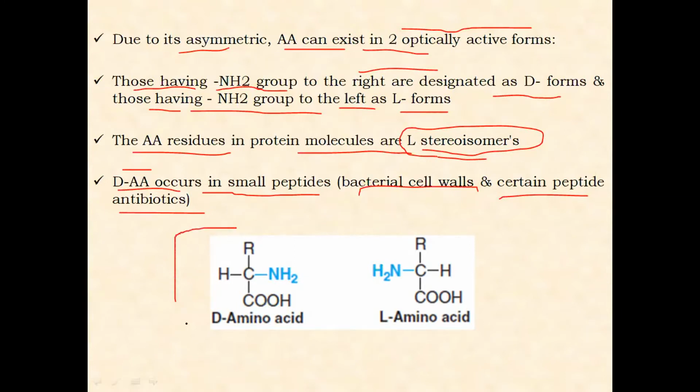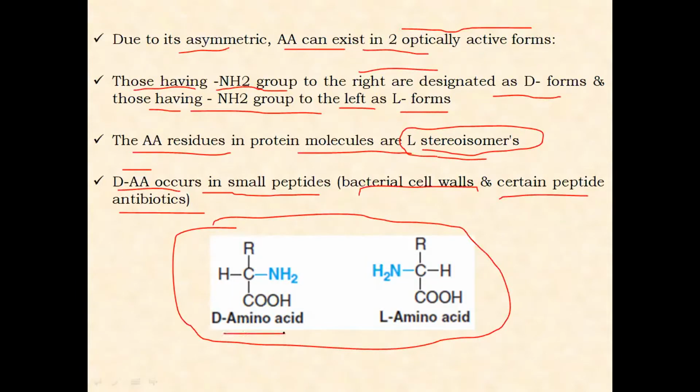In this structure you can see D and L amino acids. So we discussed that in D amino acids the NH2 group is present on the right side. This is the right side of the amino acid, and here in the L form the amino group is present on the left side. So these are two stereoisomers of amino acids.